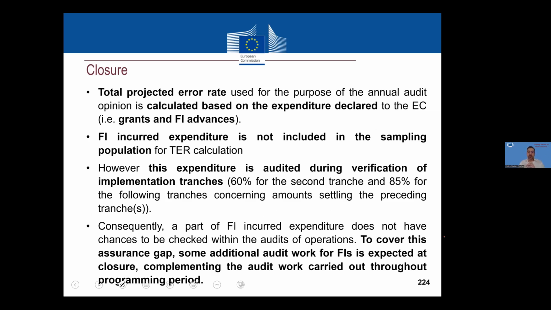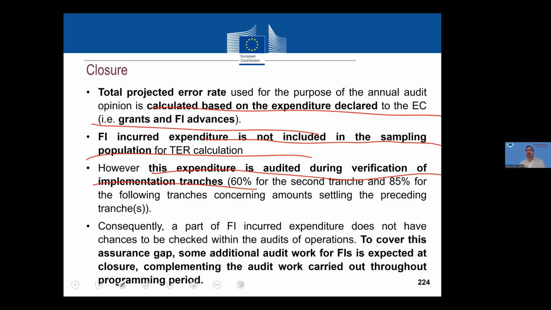The total projected error rate used for the purpose of the annual audit opinion is calculated based on the expenditure declared to the Commission, including grants and financial instrument advances. Financial instruments incurred expenditure is not included in the sampling population for the calculation of the projected error rate, as you know. Nevertheless, this expenditure has also been audited during the verification of the implementation tranches, exactly as we have seen, either for the verification of the 60% at the second tranche or the 85% in the following tranches. This means that a part of the incurred expenditure of the financial instrument at closure does not have a chance to be checked within the audit of operations. And to cover this gap, some additional work for the financial instrument is expected at closure.